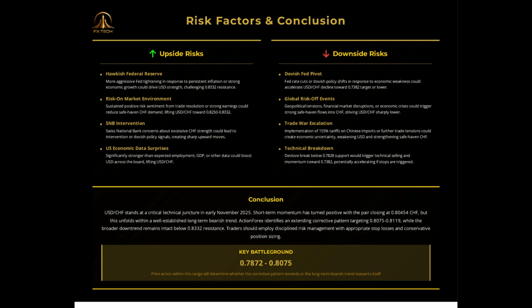Conversely, downside risks include a dovish Fed pivot in response to economic weakness, potentially accelerating decline toward 0.7382. Global risk-off events from geopolitical tensions or financial disruptions could trigger strong, safe haven flows into CHF. Trade war escalation with 155% tariffs could create uncertainty, weakening the dollar.